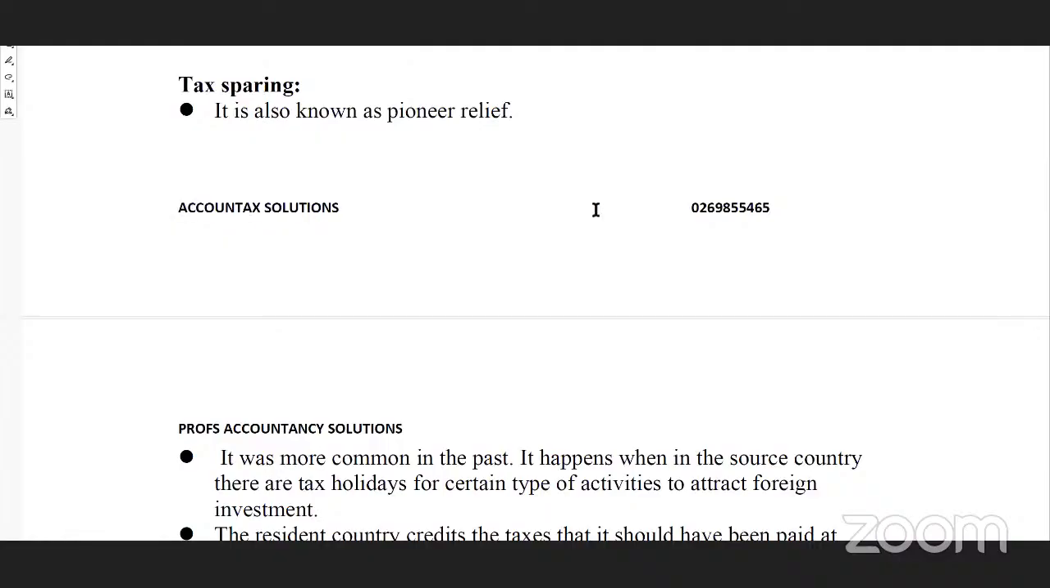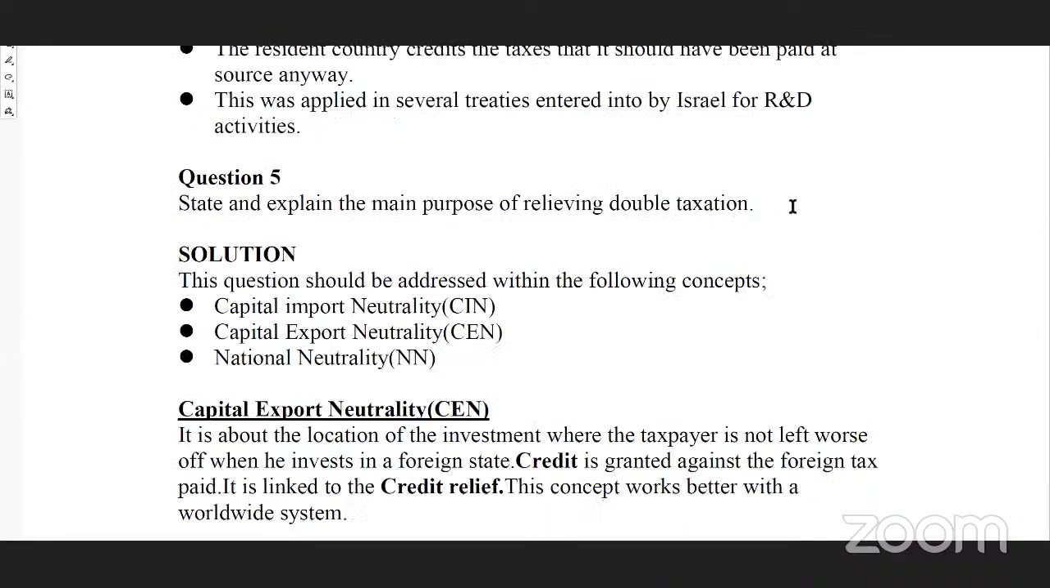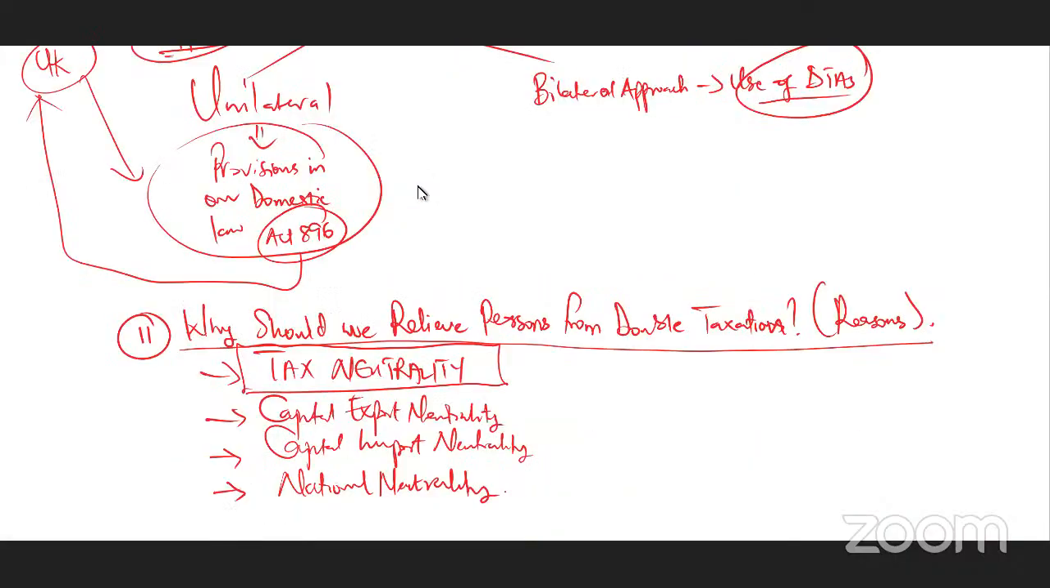State and explain the main purpose of relieving double tax. Okay. And we just look at the reasons or the purpose of relieving, right? So it should be addressed with the following concepts: capital import neutrality, capital export neutrality, and national neutrality. So you see, everything I'm teaching you is actually a question that they can ask you. Makes sense? So take it very, very seriously.